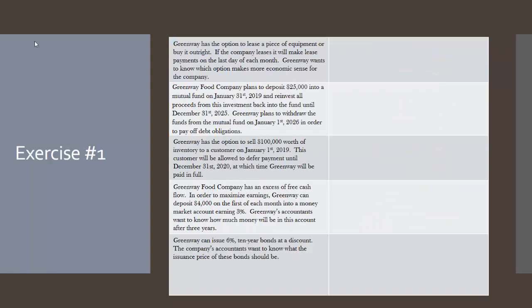In our next situation, Greenway has the option to lease a piece of equipment or buy it outright. If the company leases, it will make lease payments on the last day of each month. And Greenway wants to know which option makes more economic sense to the company, to buy it or lease it.